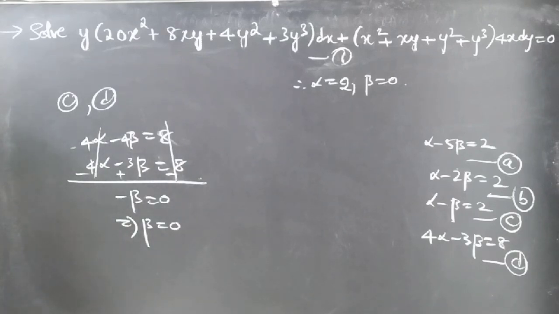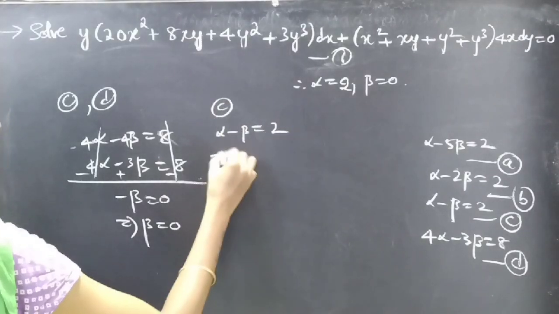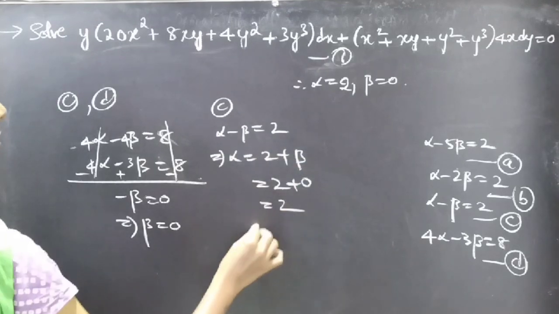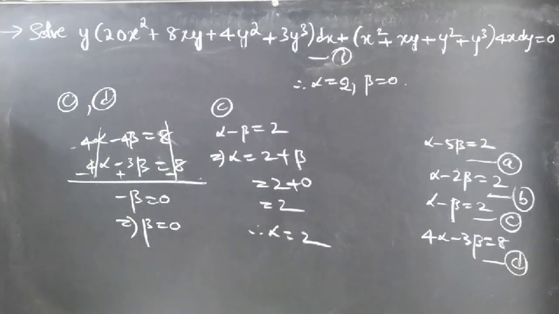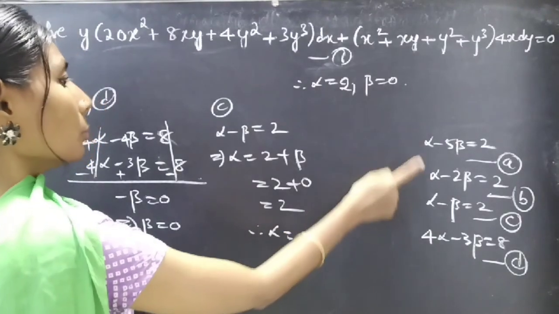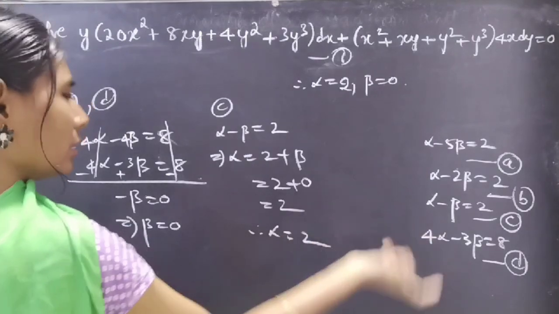Now just put beta equal to 0 in any of these two equations. Let's substitute in C. We have equation C, alpha minus beta equal to 2. I'll write this as alpha equal to 2 plus beta. Since beta equal to 0, you'll get alpha equal to 2. Likewise, you can take any two equations from these four. Either you can take A, B or B, D or C, D, anything.